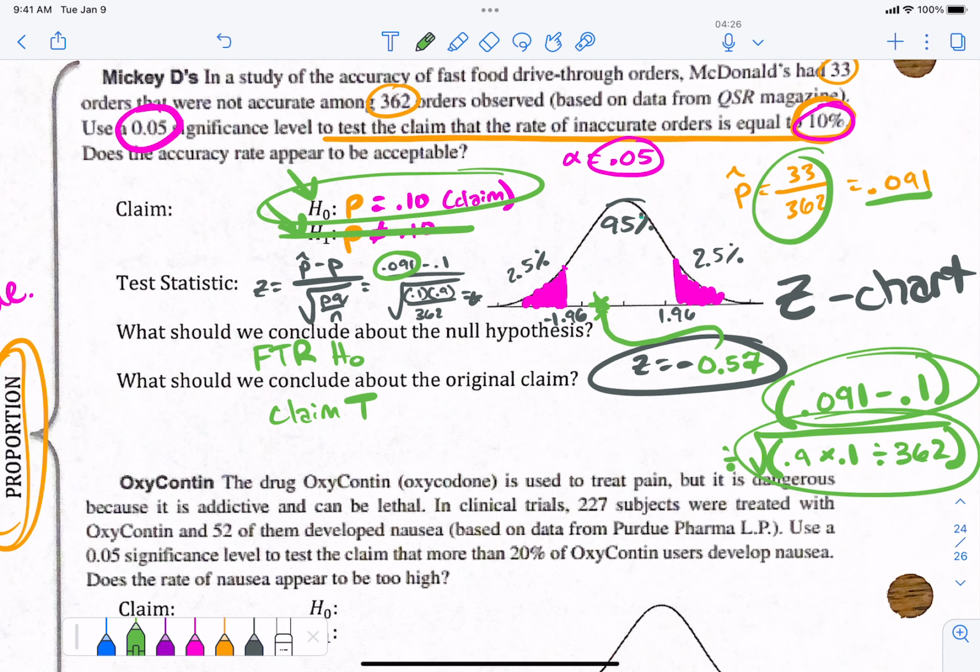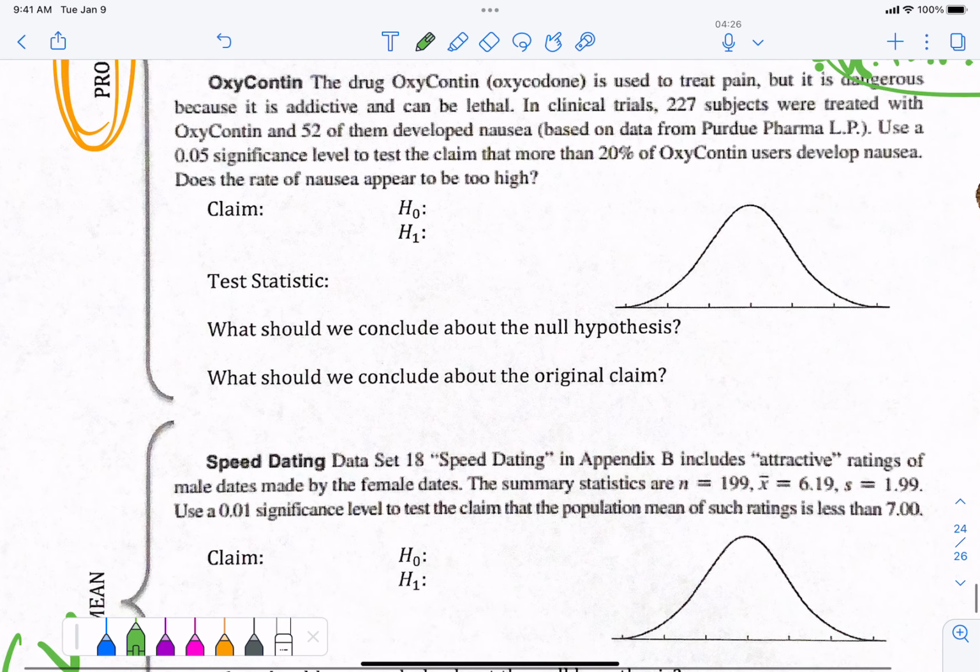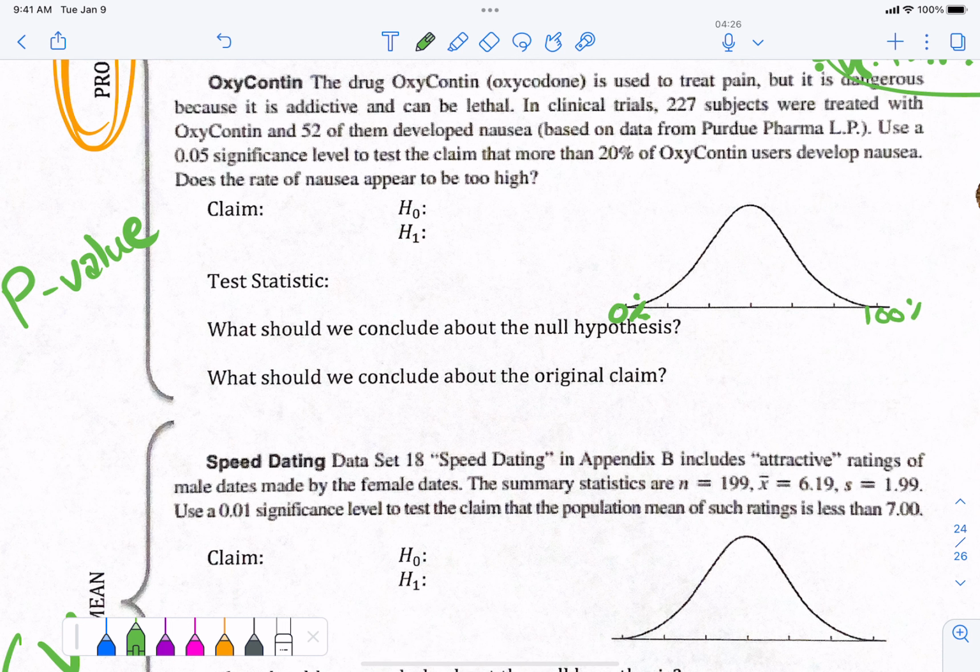We have to get rolling a little faster. Can we go a little faster? What method do you want for the second one? P-value? Okay, sure, we'll do p-value. If you did a different method, you're going to get the same final answer, but your steps in the middle will look different.